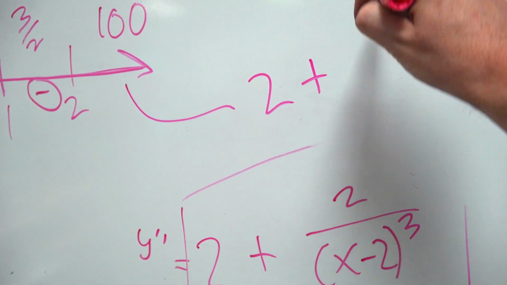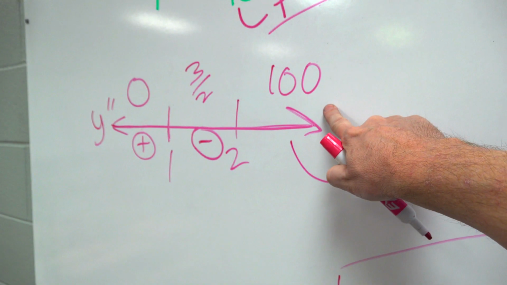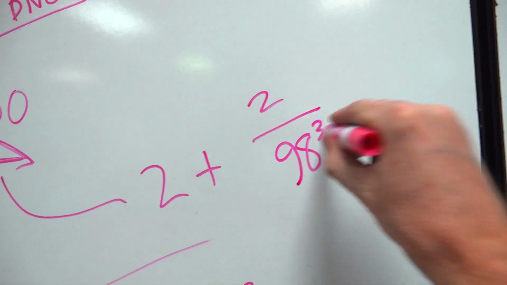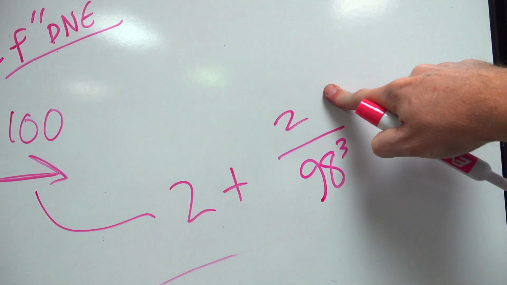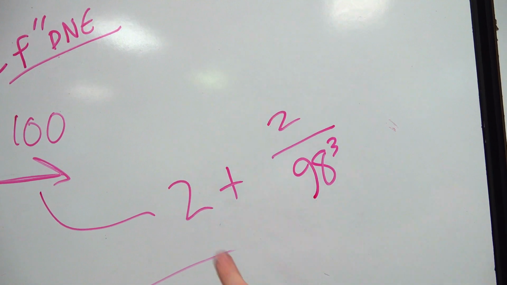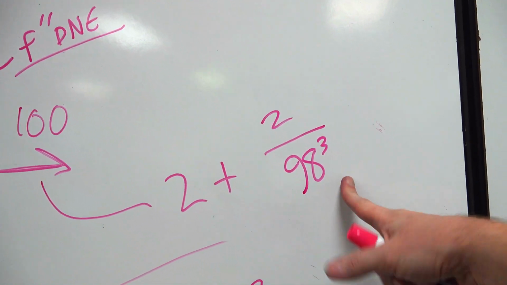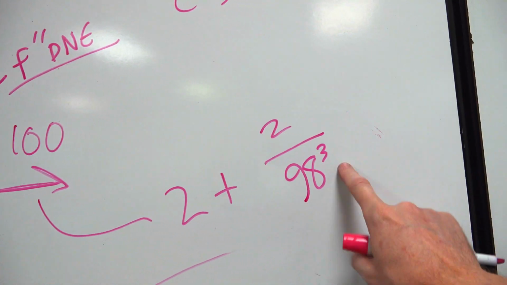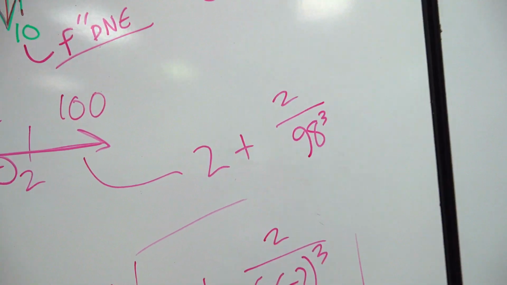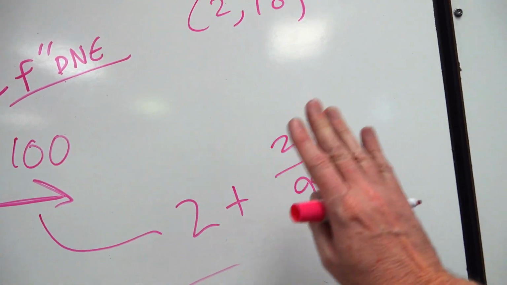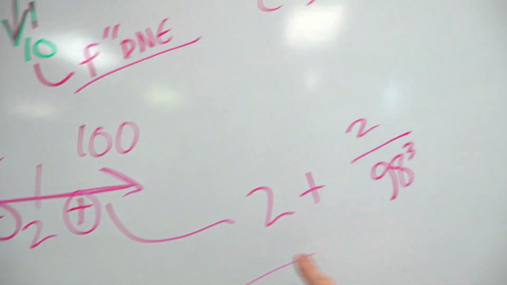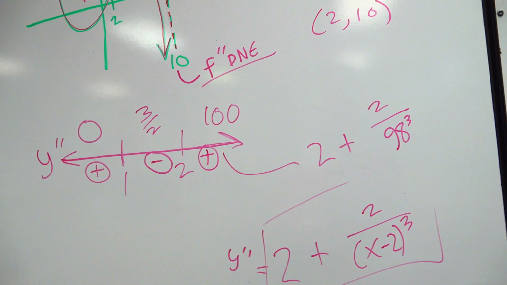Now finally, let's plug in 100. So we got 2 plus 2 over 100 minus 2 is 98. 98 cubed is gigantic, but 2 over gigantic is practically nothing. That's like saying 2 plus almost 0, okay? That's a really major conceptual thing that we're going to talk about in the second semester, by the way, 2 over gigantic. So you get 2 plus nothing is positive. Or for that matter, 2 plus anything is positive. So you can just walk away at that point.